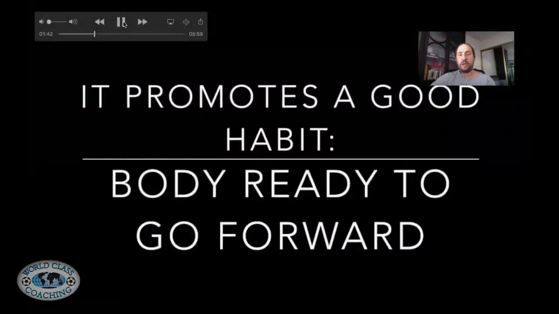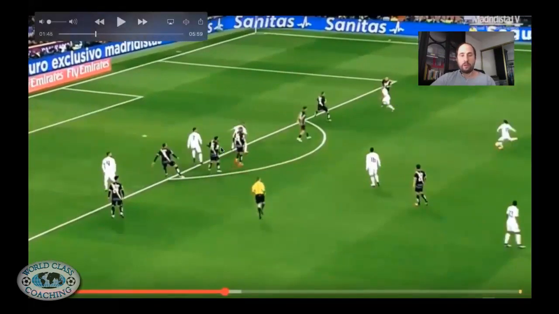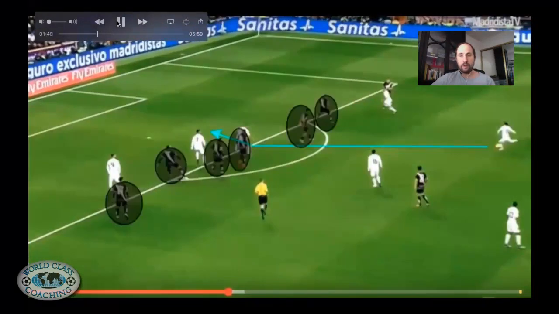It promotes a great habit, which is to have your body ready to go forward. So look here, lots of defenders, almost no space, but with the pace to his front foot and touching forward, with his body ready to go forward, you can, with this penetrating pass, break the line and get a chance to score.